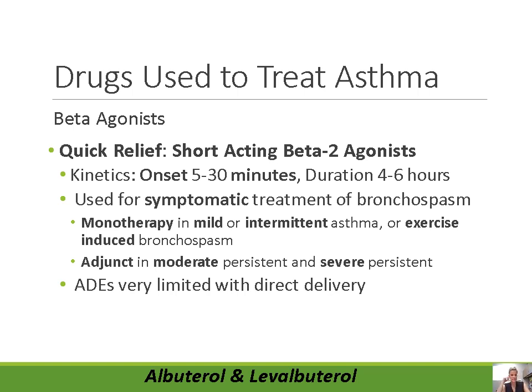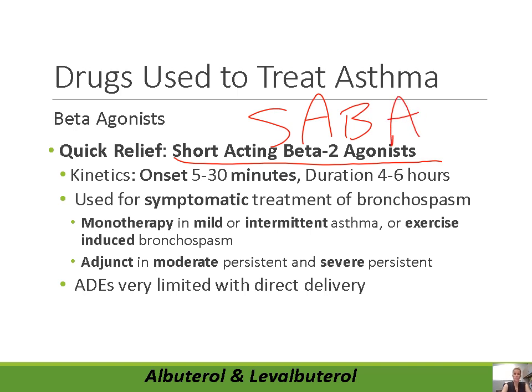Inhaled beta agonists can be classified as SABAs or LABAs, right? There are short-acting beta agonists and there are long-acting beta agonists. Short-acting beta agonists, or SABAs, are used for quick relief of symptoms. SABAs include albuterol and levalbuterol.